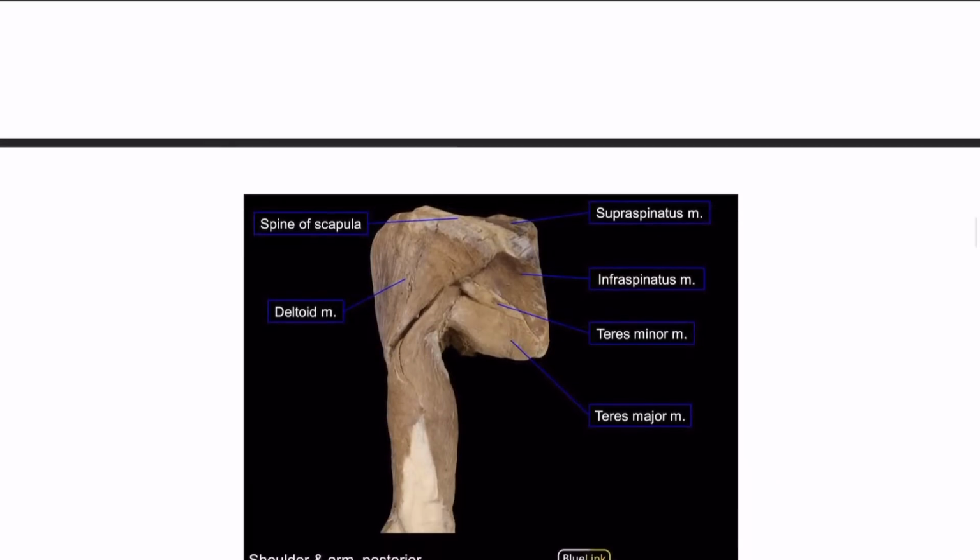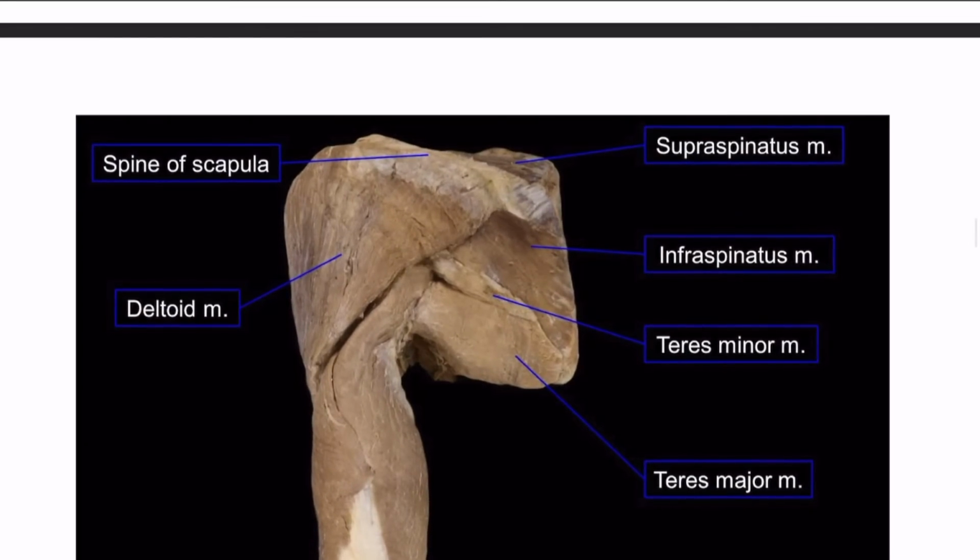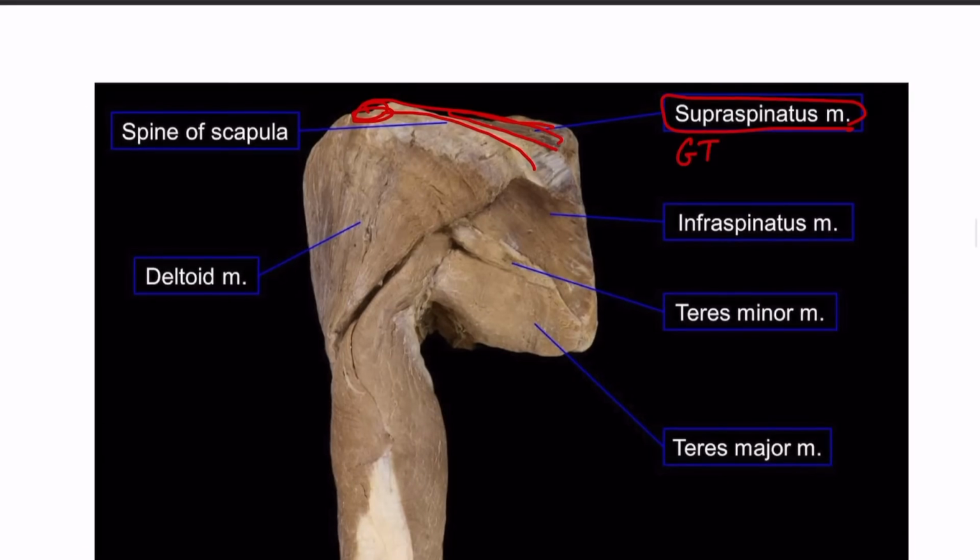Starting by looking at this dissection, you have a muscle. Obviously this is the spine of the scapula, and the muscle just above the spine is coming from the supraspinous fossa. That will be the origin of the supraspinatus muscle, and the insertion will go to the greater tuberosity of the humerus. Obviously the muscle will go from here all the way to there, but the deltoid muscle is covering that. The next dissection will show you where exactly it inserts.